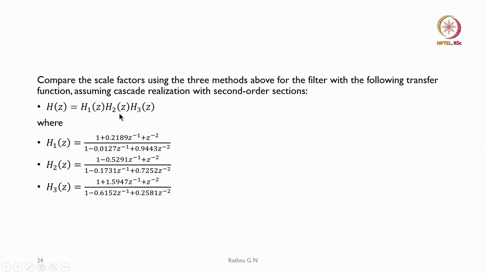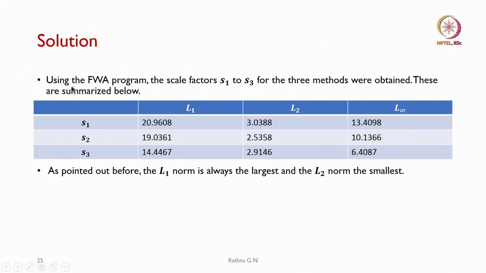So, these are the cascade sections H1, H2, H3 using MATLAB. You can calculate them and get the result. If you use the FWS program, you will see the solution for L1, L2, L infinity for the 3 sections. As given, L2 gives you the minimum scaling factor, the maximum is L1, and L infinity lies in between. The simplest method to calculate is L2.